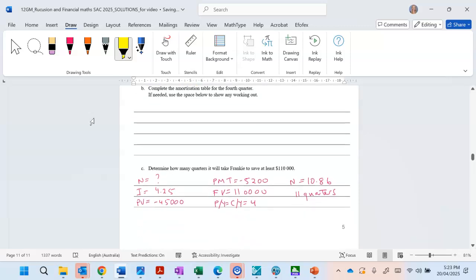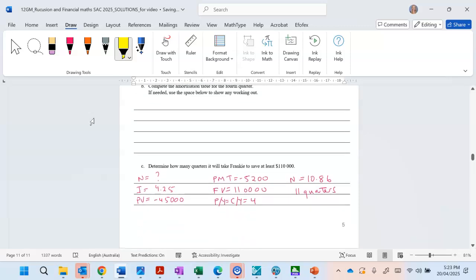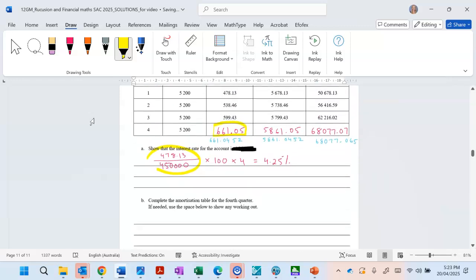All right, part C, determine how many quarters it will take Frankie to save at least 110,000. So N is what we're solving for. The interest rate is 4.25. Again, I'm wondering if the negatives weren't there, because this is not a hard question, but I did see a lot of answers in the 80s. So only 11 quarters.